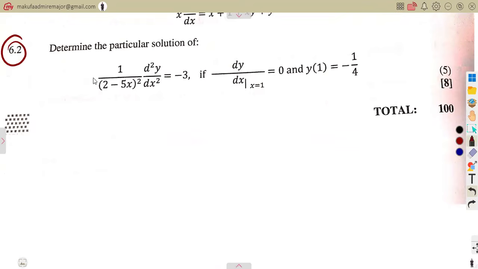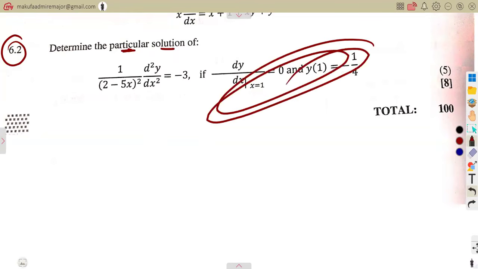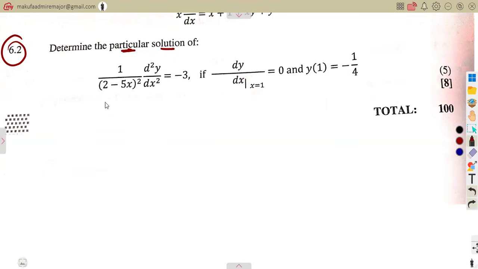All right, another question, which is 6.2. It was determine the particular solution this time. We have got the limits. Okay, anyways, let's see. So this whole part that we are given, that is 1 over 2 minus 5x squared times the second derivative of y with respect to x is equal to minus 3.